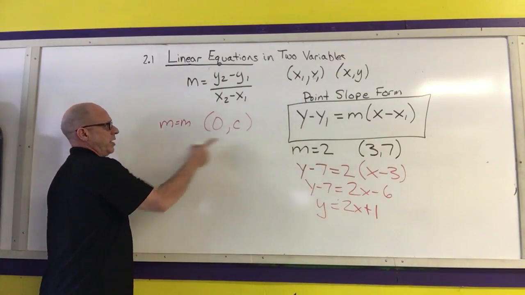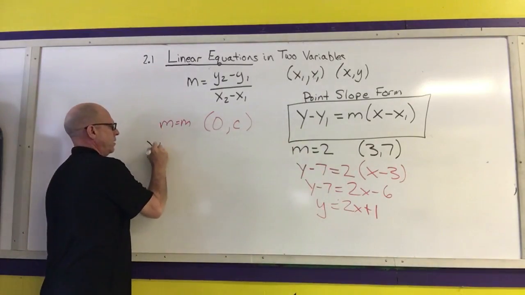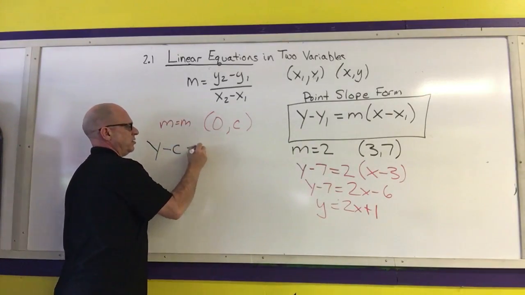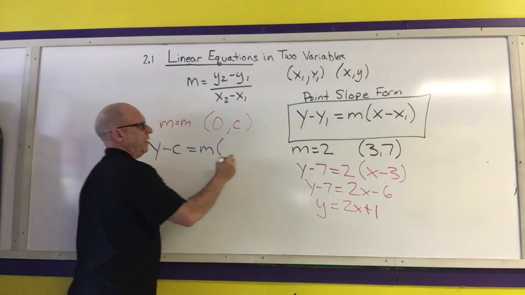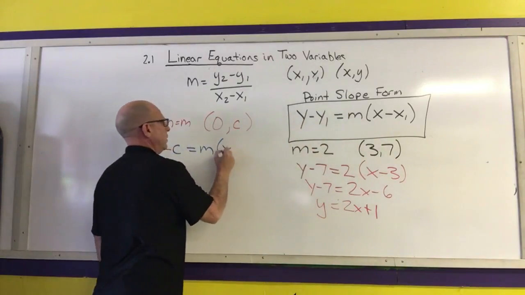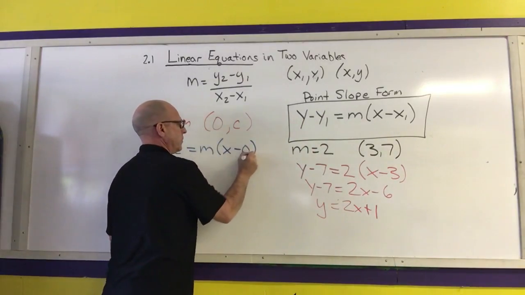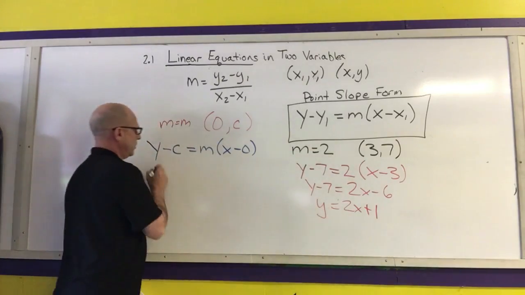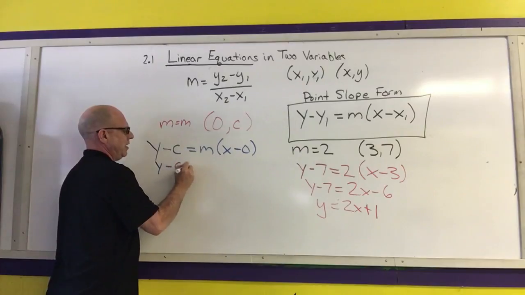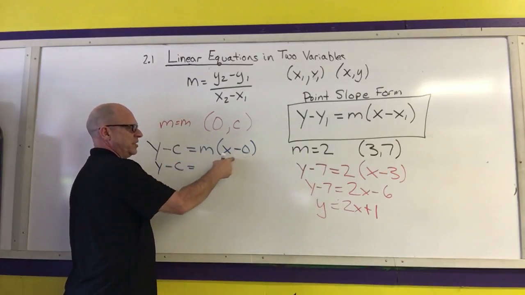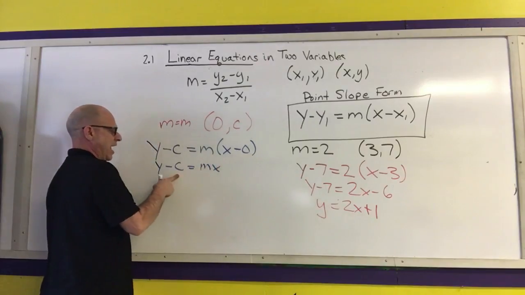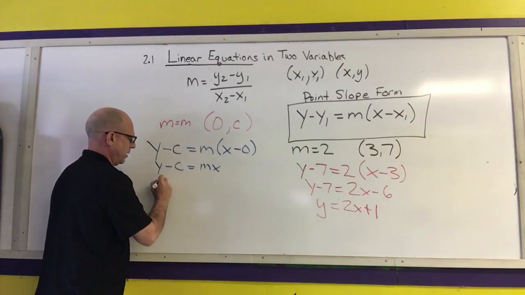So again, it's going to be y minus the y-coordinate equals the slope times x minus the x-coordinate. I'm going to do the same thing. I'm going to rearrange it and solve for y. So I get y minus c equals x minus 0 is x, and m times x is just mx. And then I'm going to add this constant to the other side.